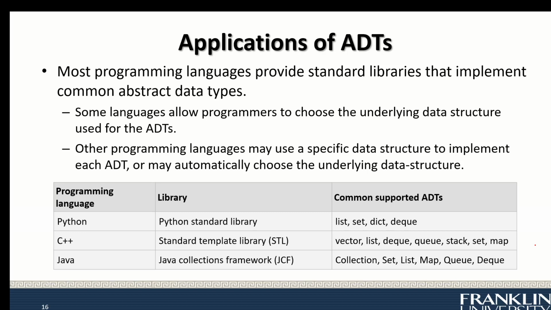Other common programming languages like C++ have what they call the Standard Template Library, STL. Vector is like an array. List, deque, queue, stack, set, map. Java has Collection, set, list, map, queue, deque, and other programming languages also have very similar ADTs.